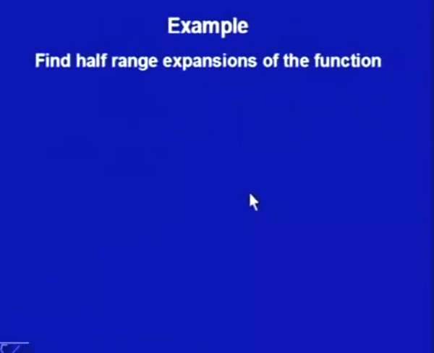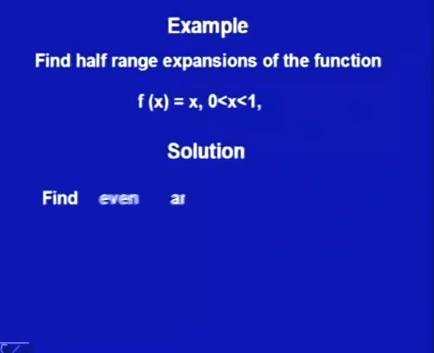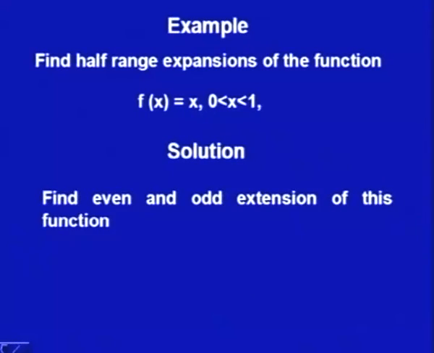So, find the half range expansion for the function f(x) equal to x, which is defined from 0 to 1 only. Now, the function is defined from 0 to 1, so L is 1 here and the function is a straight line from 0 to 1. What we have to find out is the half range expansion, that is both even and odd extension. So, let us first see what the even and odd extensions of this function will be.